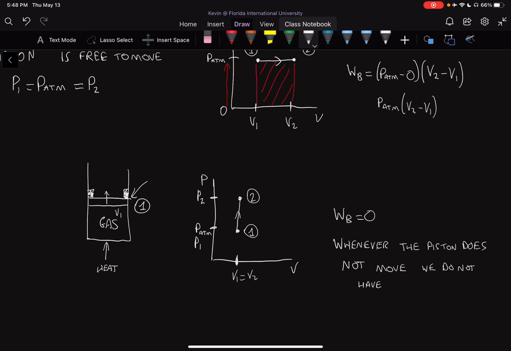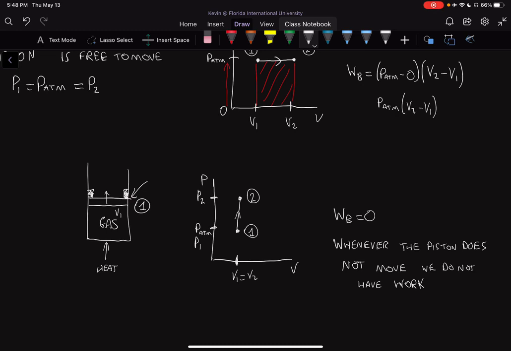Remember, work is force times distance. If there is no distance, there is no movement, and therefore there is no work. Work has to be done on a system. Work has to be done by movement.